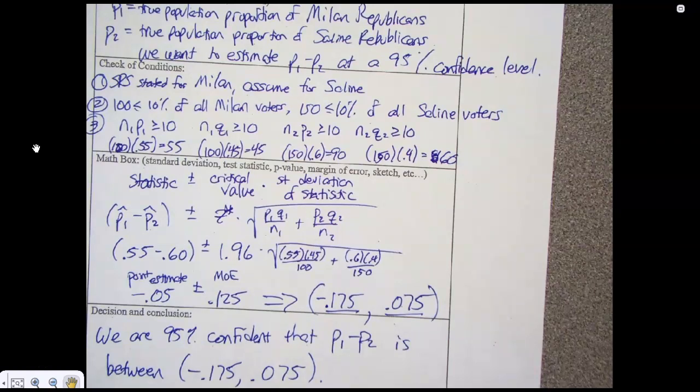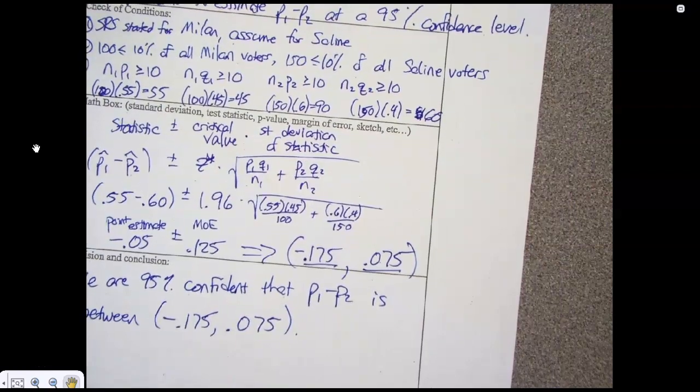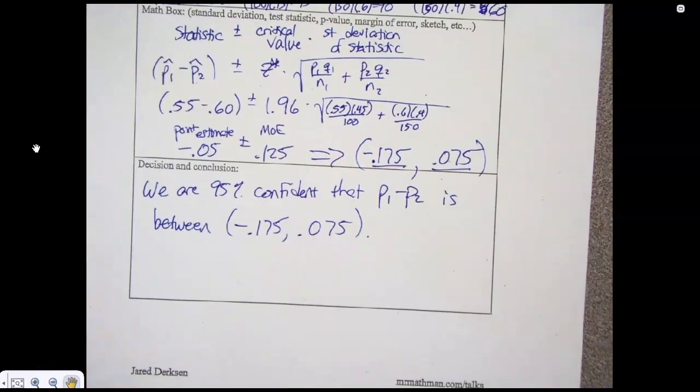Okay, so this is a super common AP question. Someone says, I think there's a significant difference between Milan Republicans and Saline Republicans. Do you agree or disagree with that statement? Is it reasonable to assume there's, let me phrase it that way, is it reasonable to assume there's a difference between them?